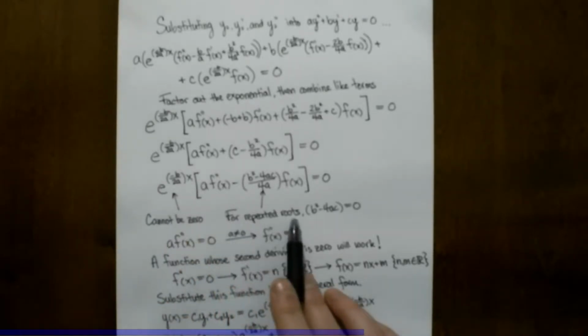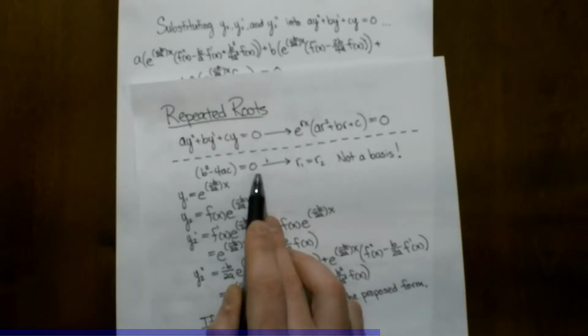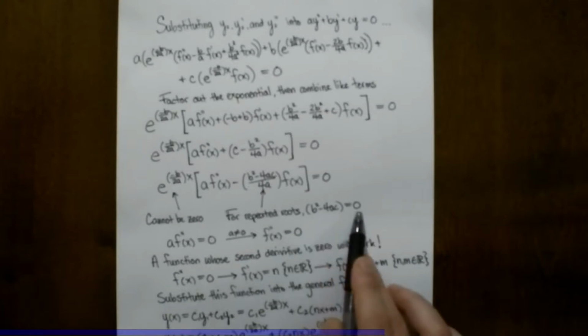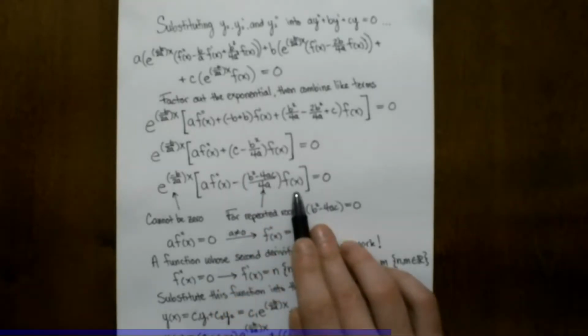Repeated roots are a special case. If you'll recall from the first page, I think I have that around somewhere. Yep, here it is. We said that repeated roots occur when b squared minus 4ac equals 0. So, if b squared minus 4ac is 0, well, we have a b squared minus 4ac right here. So the coefficient in front of this f of x term is, when dealing with repeated roots, in fact 0.